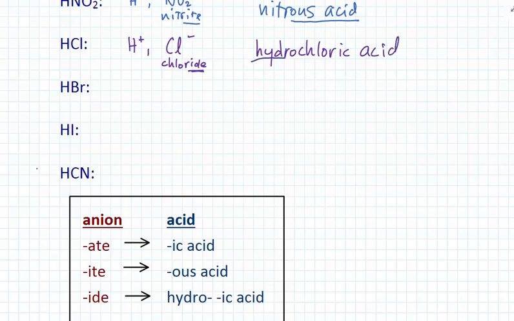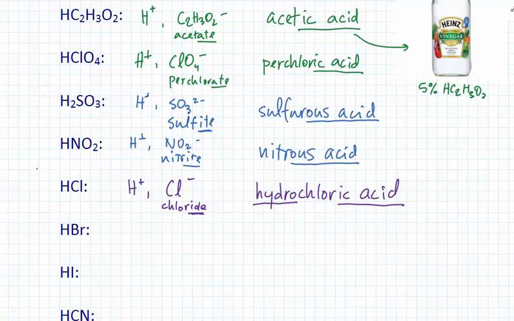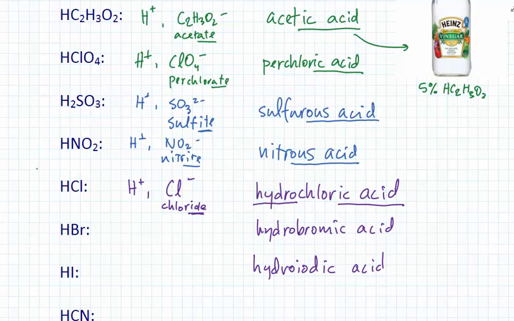A lot of students get fairly confused by that. The hydro does not just mean it starts with an H, because all acids start with an H, right? The hydro means that its anion ended in ide. So HBr would be hydrobromic acid. HI would be hydroiodic. Okay, so these ones are binary acids because it's just H and X, whatever the other element is.